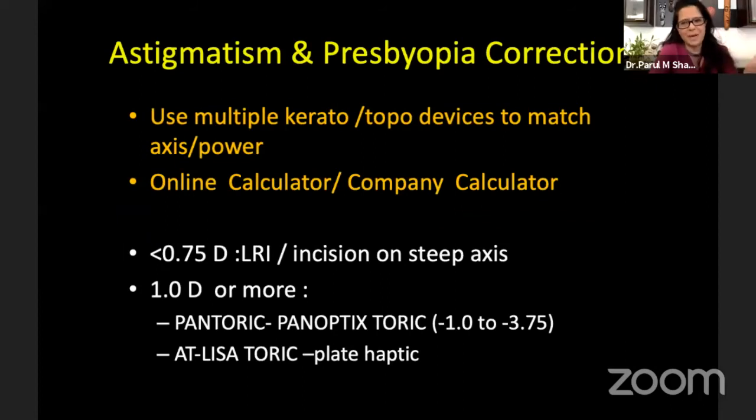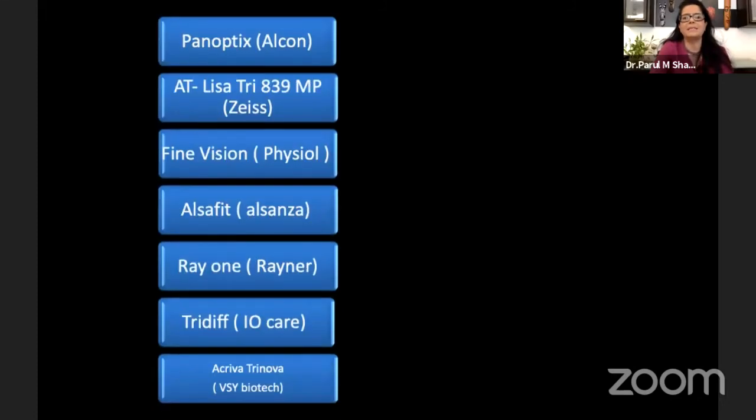And once you've mastered your presbyopia, then you incorporate astigmatism correction into correcting presbyopia. So you can start picking up patients with astigmatism. If it is less than 0.75, you can do an LRI, or you can place your incision on the steep axis. If it's higher than that, then you have the option of things like trifocal and EDOF plate haptic toric lenses to begin with. And as I said, use multiple instruments to get your power and axis correct.